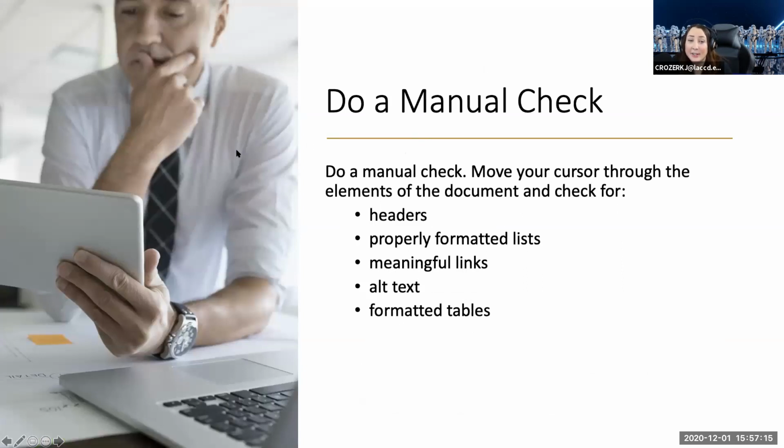And then also, just like I was mentioning earlier, if you find something online, it's a good idea to do a manual check. So you're going to want to look for those same elements we keep going back to: headers, properly formatted lists, meaningful links, alt text, formatted tables.